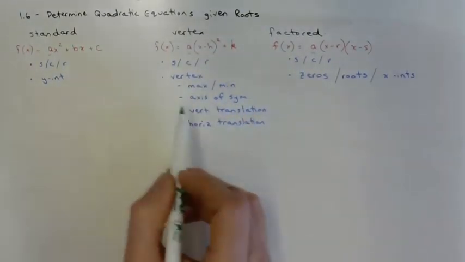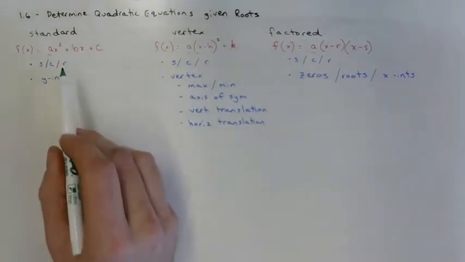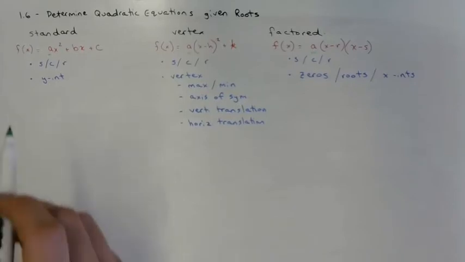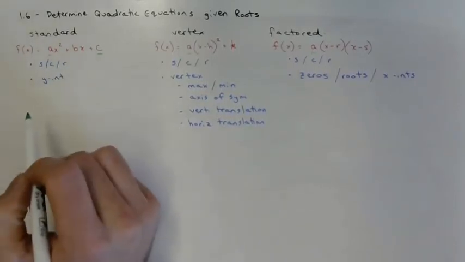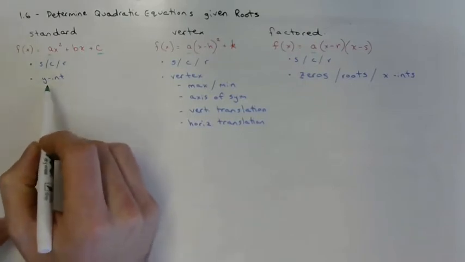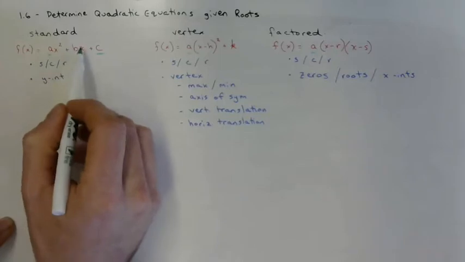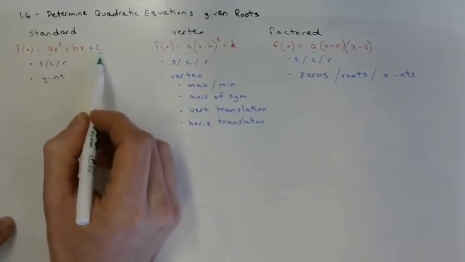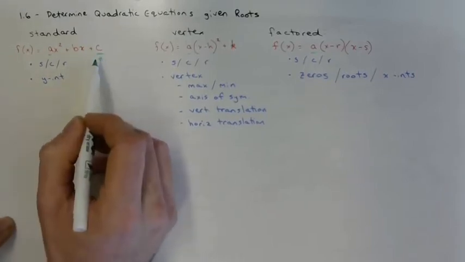The other things that I've written give information about the graph of the quadratic without doing any math at all. This standard form gives the y-intercept, c. How do I know that? The y-intercept occurs when x is 0. Well, if x is 0, then this term is 0 and this term is 0, and my final answer is just the value of c, which is any constant. So standard form gives the y-intercept.